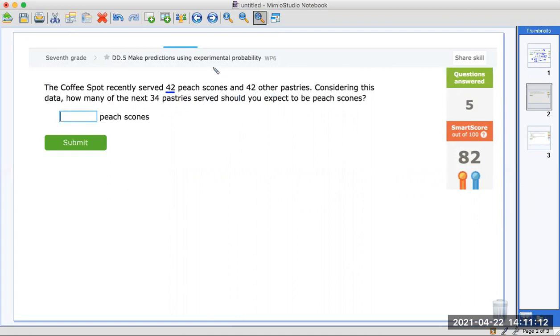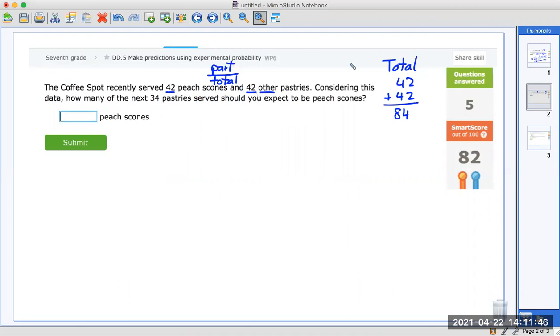So remember, it's the part over the total. Well, you have to figure out the total number of pastries they sold. So you have to add the two, because it says they served 42 scones and 42 others. So it's not out of 42, it's on top of everything they served. So the total is actually 84. Sometimes you have to find the total. You have to read really carefully.